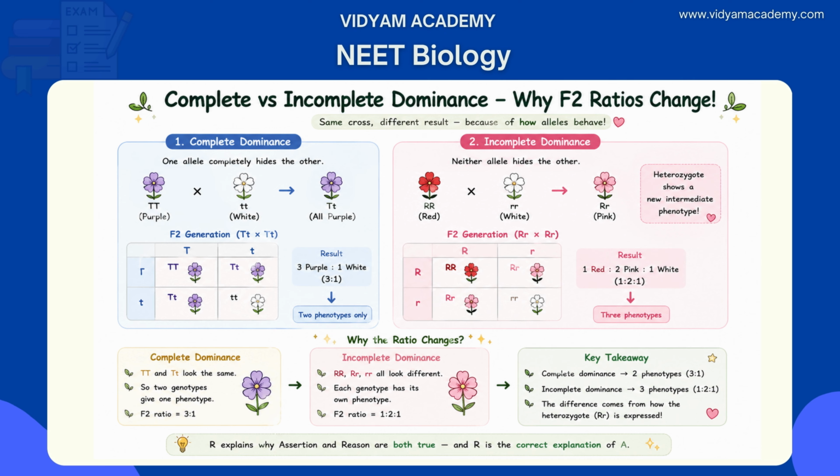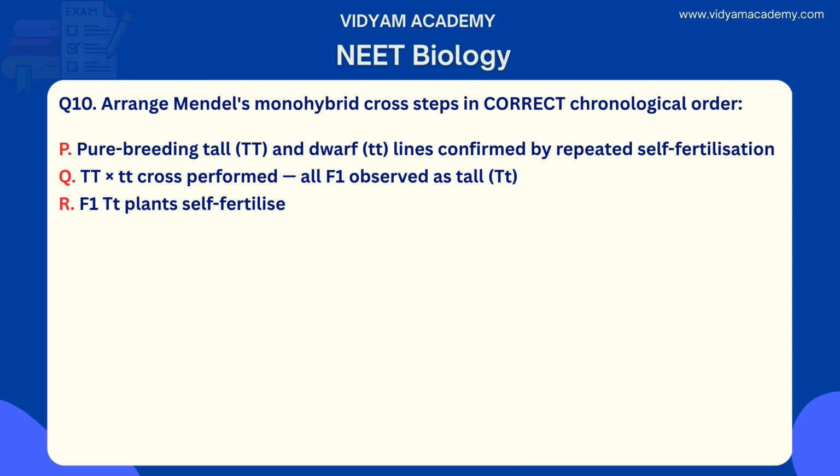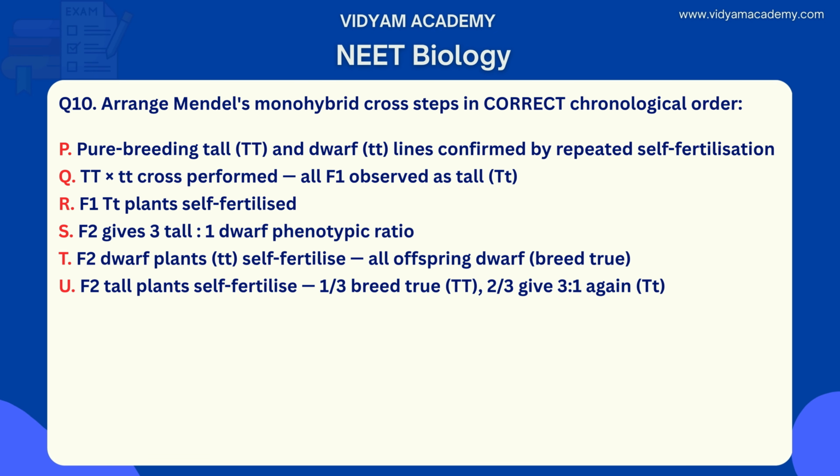R explains it completely. The ratio changes from 3:1 to 1:2:1 because the heterozygote is now visually distinguishable, splitting the dominant class into two. Direct cause and effect. That's why option A: both A and R are true, and R is the correct explanation of A. The final question of this topic. Question number 10. Arrange Mendel's monohybrid cross steps in correct chronological order.